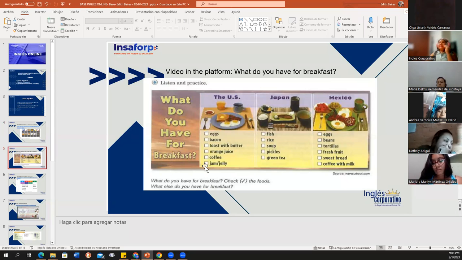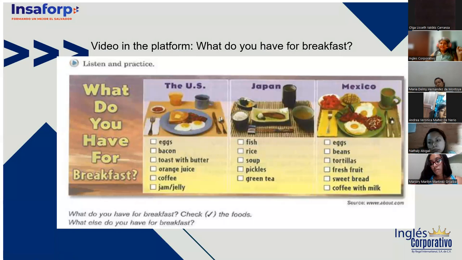Okay. What do you remember about breakfast today? What did you have for breakfast, Reina Isabel? No lo entendí, teacher, lo siento. What did you have for breakfast? ¿Qué comió para su desayuno? Coffee. Beans. Ahí no veo frijolito, ¿cómo se dice? Beans. Okay, good.